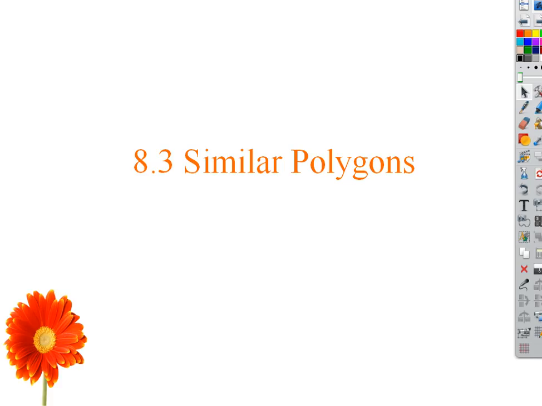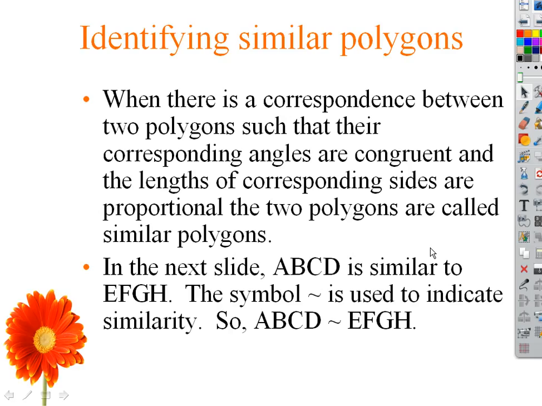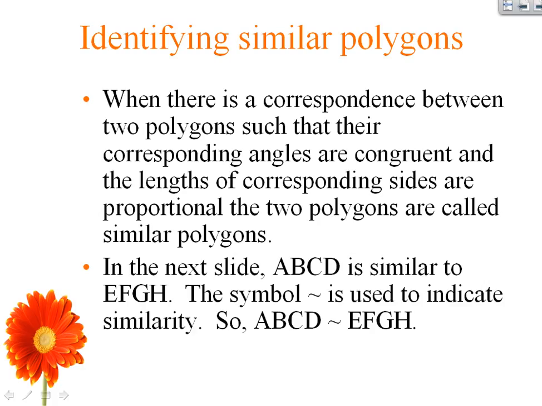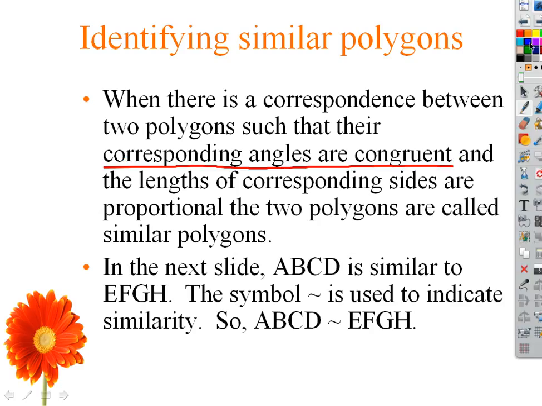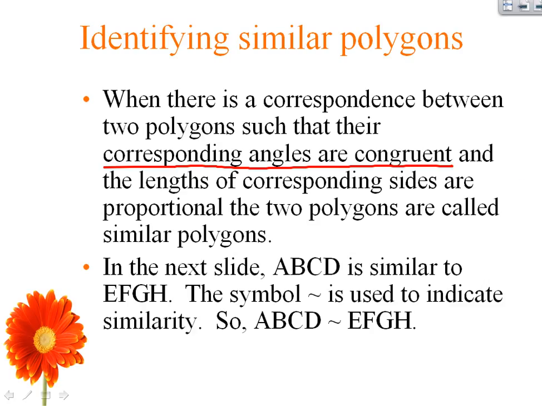Okay, so I want to take a quick look at 8.3, similar polygons. All right, now look at the criteria here, please, for what it means to be similar. When there is a correspondence between two polygons such that their corresponding angles are congruent and the lengths of corresponding sides are proportional, then I say the two polygons are similar.